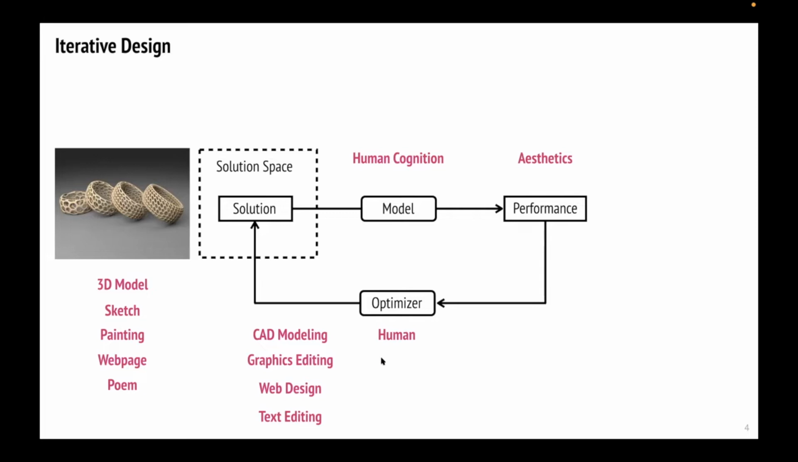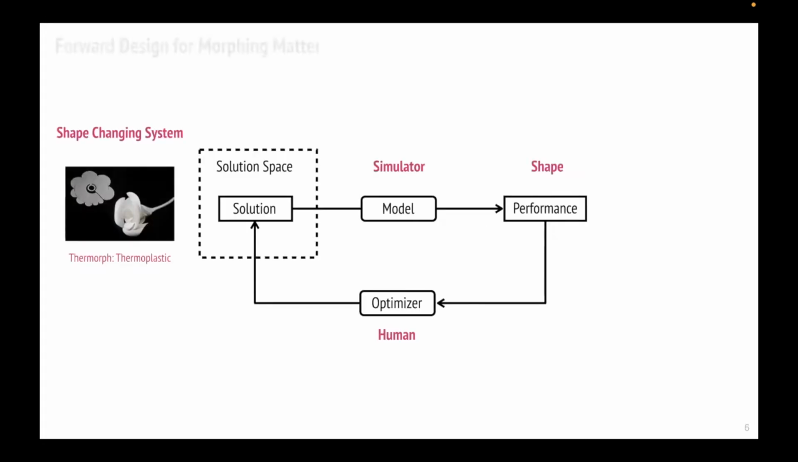So in this process, there is no AI. There's only the computer helping you do the design part. How about morphing matter plus AI, instead of sketching plus a human designer? So what we can do here, there are actually two processes. One is called forward design, and the other is called inverse design. In forward design, the optimizer is still the human, but the solution space can be very different from the previous page.